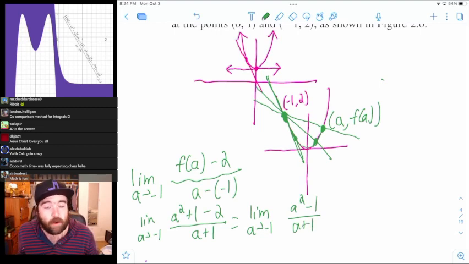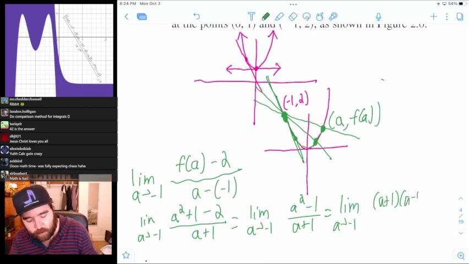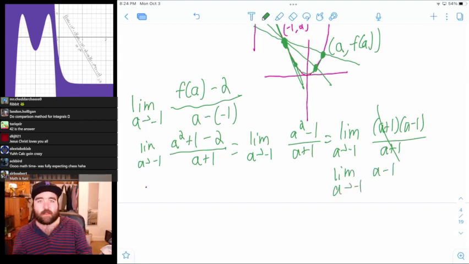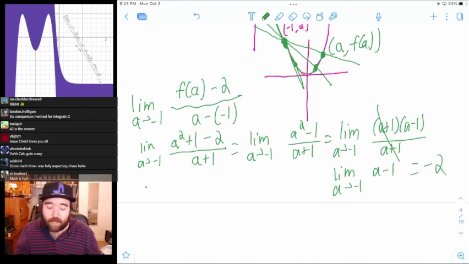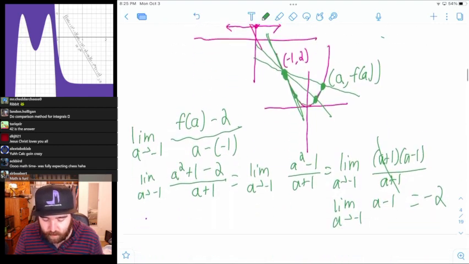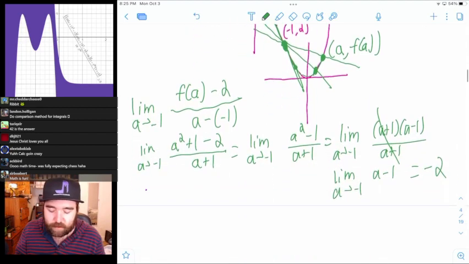And see, this is where your algebra comes in. Because how do you factor a squared minus 1? That should be second nature at this point. That's going to be, so just go ahead and copy this down, a plus 1 times a minus 1. And since that's divided by a plus 1, you see how that just cancels. And so now we have the limit as a approaches -1 of a minus 1. And now we just plug it in. And so it's -2. So the derivative, the slope of the tangent line at that point is -2. That's what we just calculated.